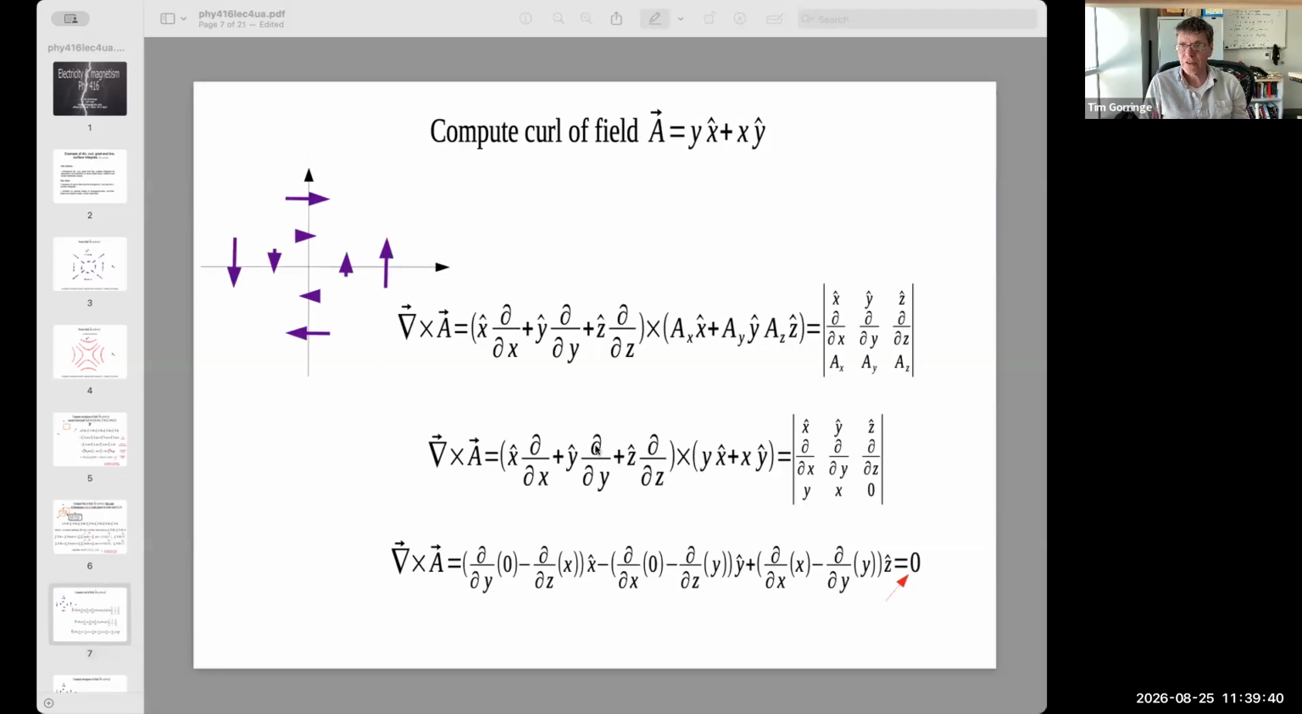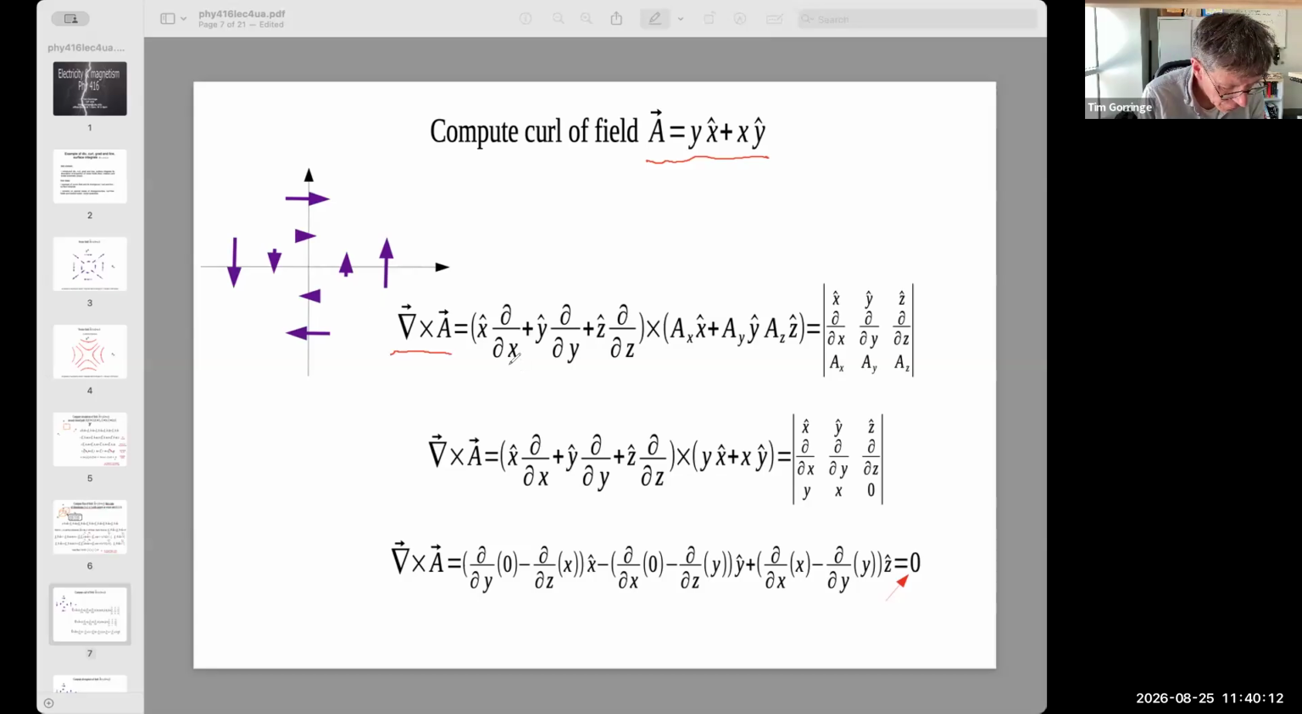Okay, so this first calculation is the calculation of the curl in Cartesian coordinates of this particular field. Here's the field, and we want to evaluate the curl, the cross product of the del vector operator and the vector field A. And we're going to be doing all this in Cartesian coordinates. So this is the partner to evaluating the line integral.